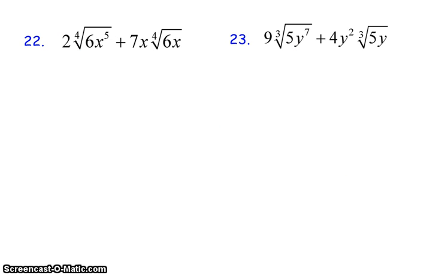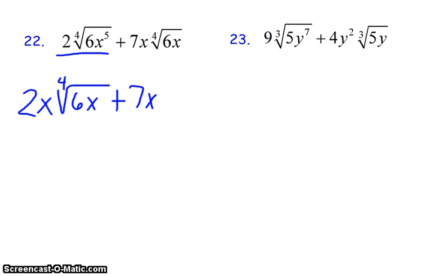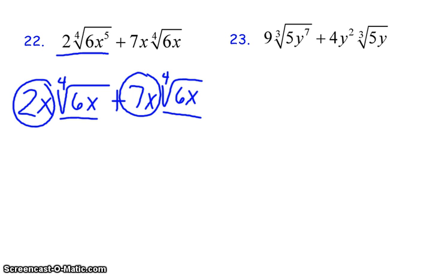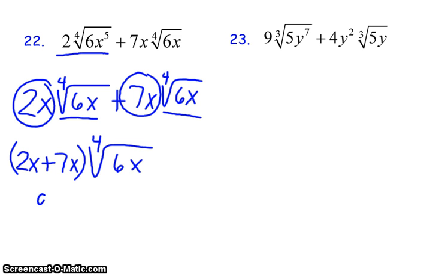Going on to number 22, looking at them, they are not like terms. But we can simplify this first one because I know there are x to the 5th and it's a 4th root, so I can bring one x out. So I have 2x, and then I'm going to get the 4th root of 6x plus 7x, and then the 4th root of 6x. So again, these are exactly like terms. I can add the coefficients, 2x plus 7x times the 4th root of 6x, or 9x times the 4th root of 6x. Sorry about that. And that would be our final answer.